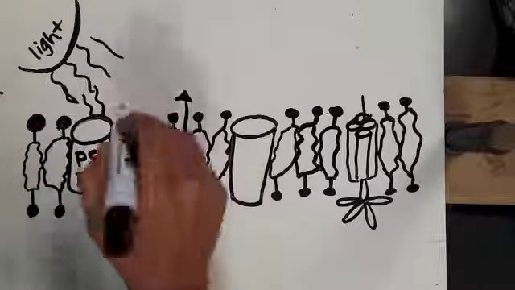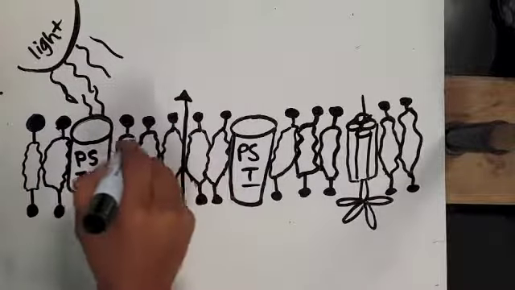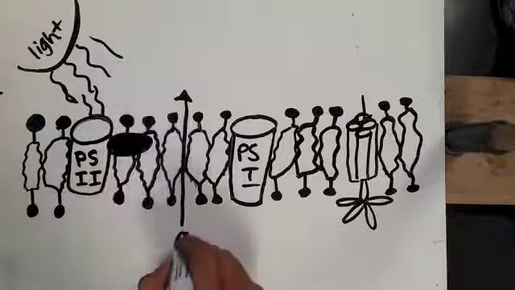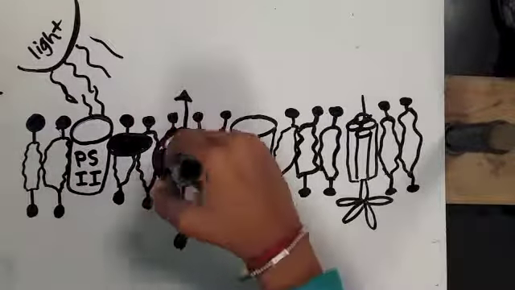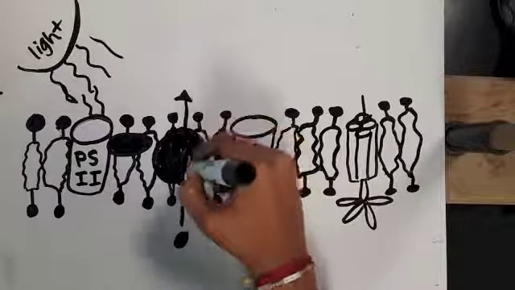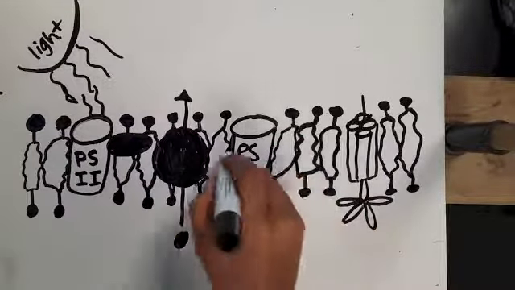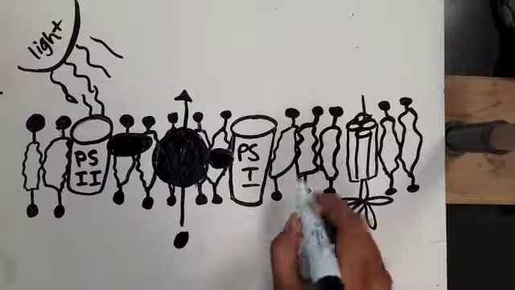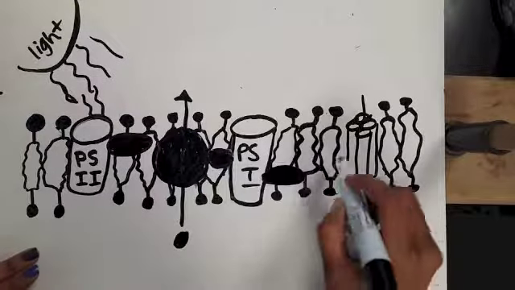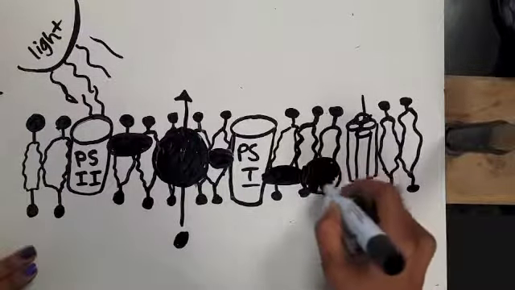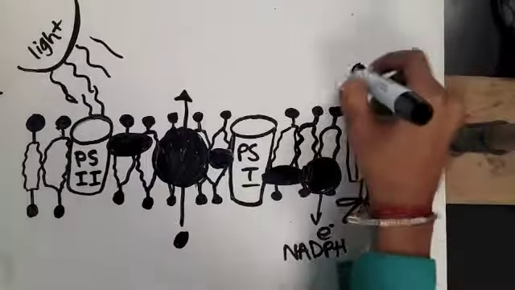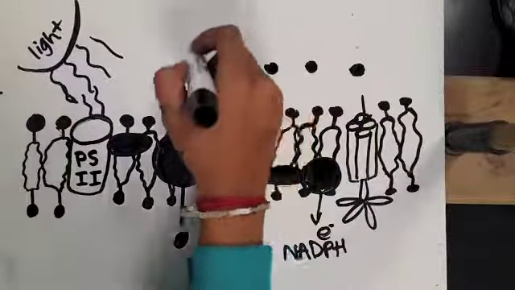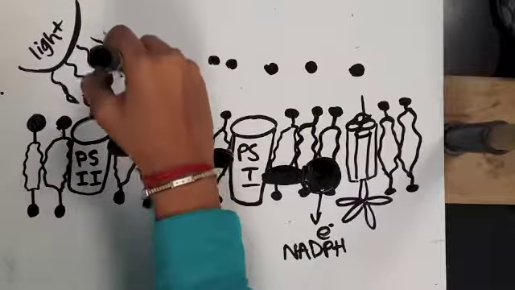The H ions return to the stroma via the transmembrane enzyme ATP synthase, which uses the potential energy from the proton motive force to convert ADP and an inorganic phosphate, Pi, into ATP. This process is called chemiosmosis.